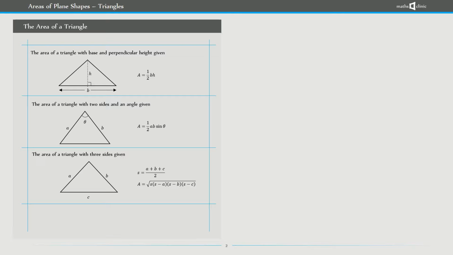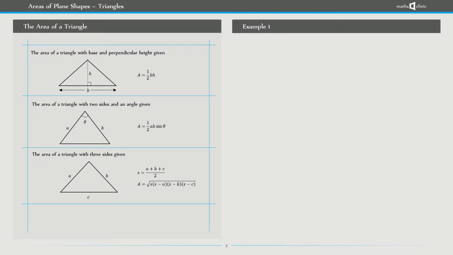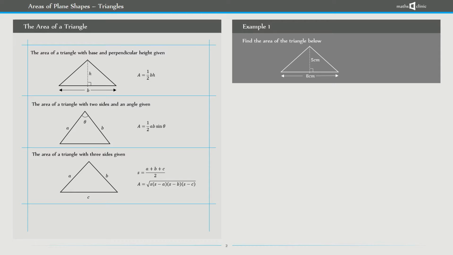Now let's go ahead and solve some examples. So I have this example here, example 1, and example 1 says find the area of the triangle below. We have a very simple triangle. The base is 8 and the perpendicular height is 5.